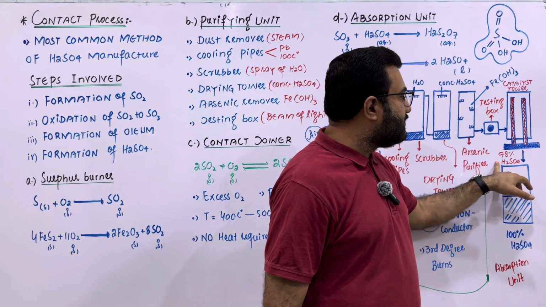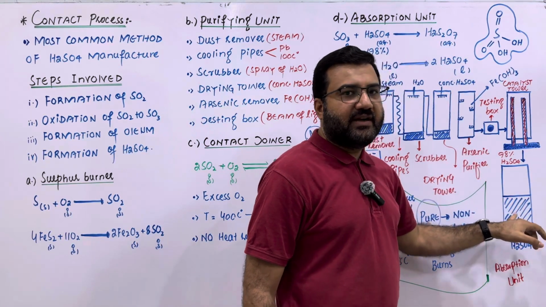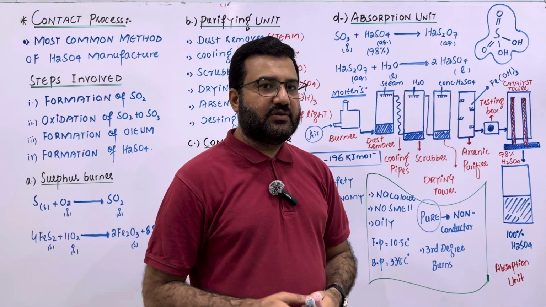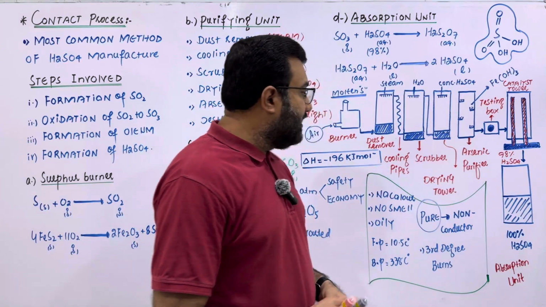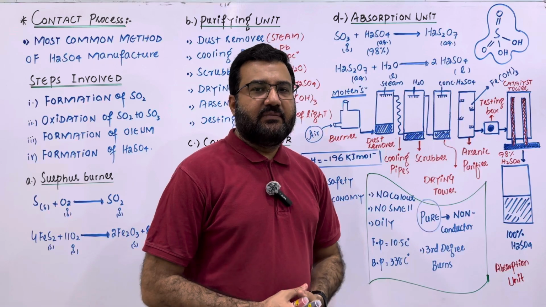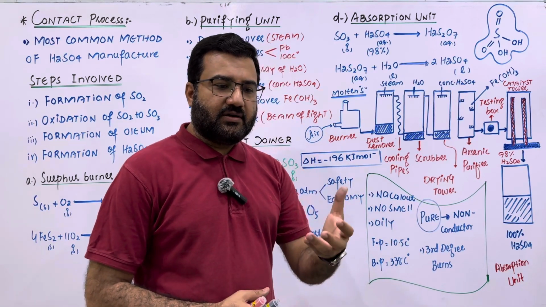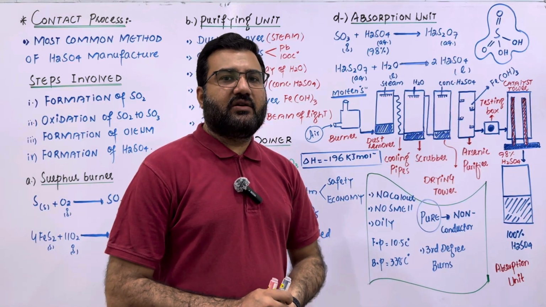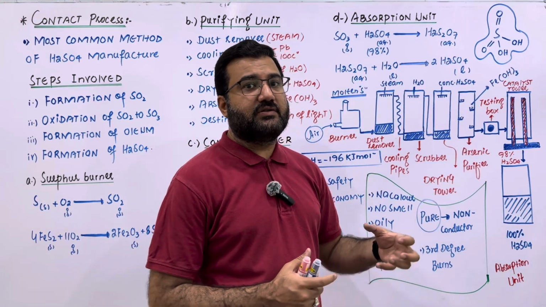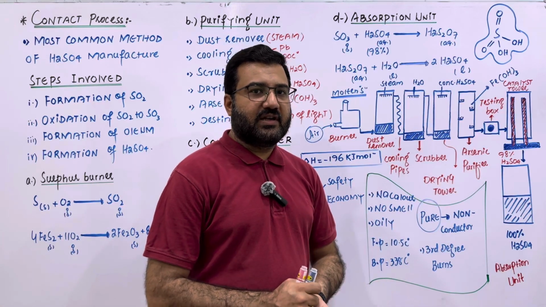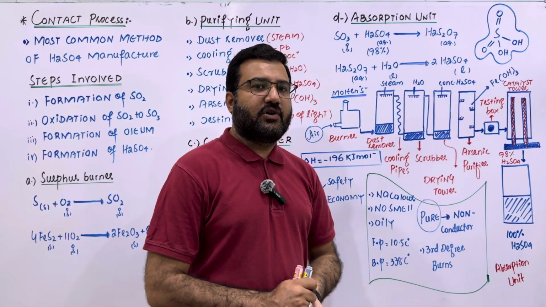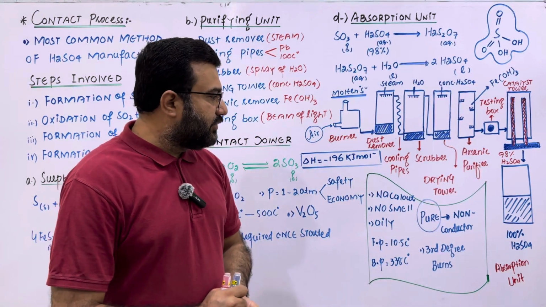That SO3 will be dissolved in 98% H2SO4. You will get oleum, and then oleum will be dissolved in water, and finally you will get H2SO4 of the required strength. My dear students, H2SO4 is called the king of chemicals, because the industrial production of H2SO4 is the measure of the industrial progress in any country. So a country which produces greater H2SO4 has more industrial progress. So the production of H2SO4 is an index to check the industrial progress of any country. That is a very important thing.